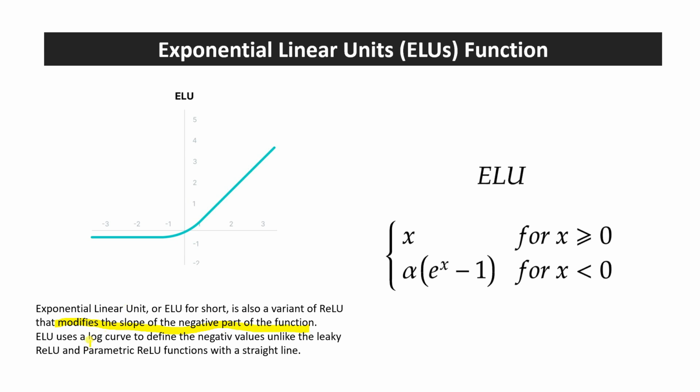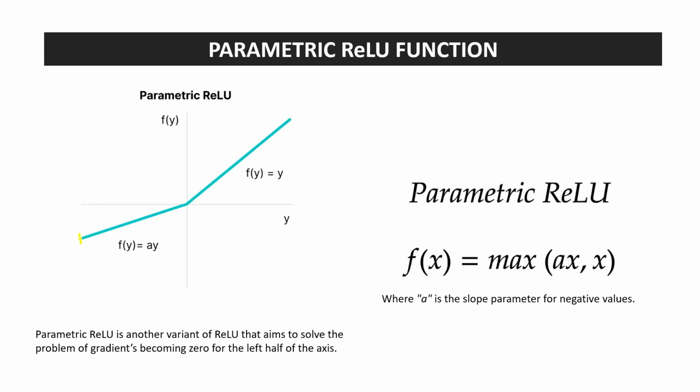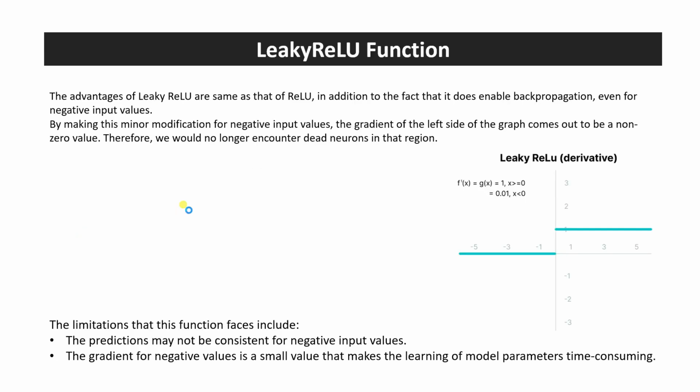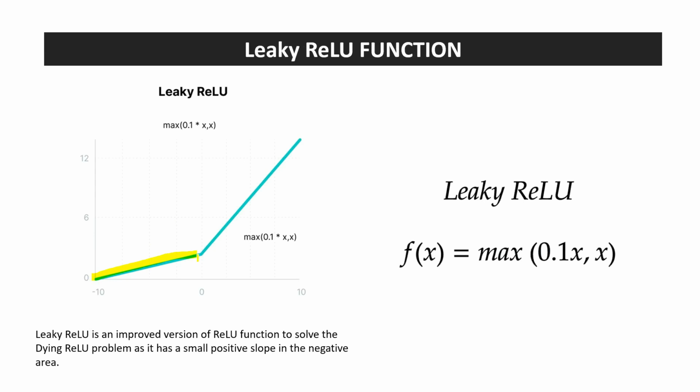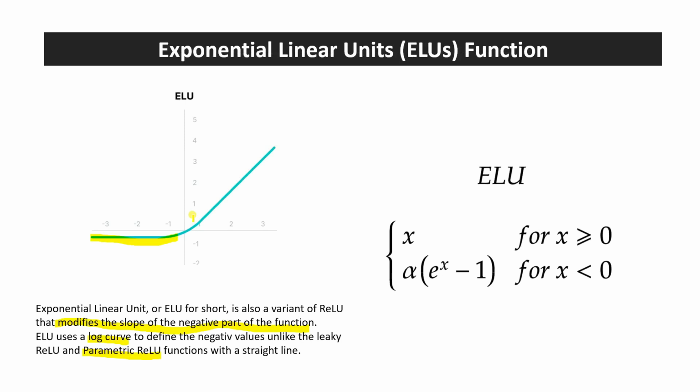So ELU uses a log curve to define the negative values, unlike the Leaky ReLU and the parametric ReLU. It's just a log function with a straight line. If I see the curve of the parametric ReLU, it's not a straight line, it is parameterized. And if I see the Leaky ReLU, it's also one straight line. But in here, you can see this is quite a curve in the negative portion. So this is the difference between the ReLU, the Leaky ReLU, and the parametric ReLU.